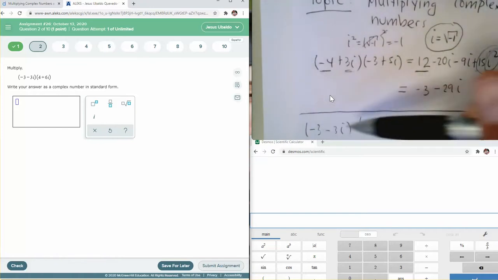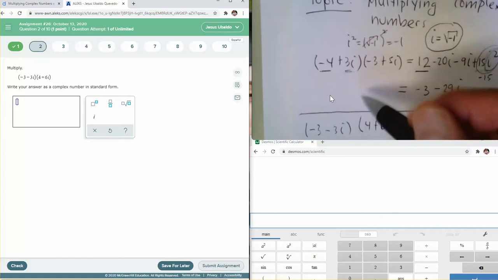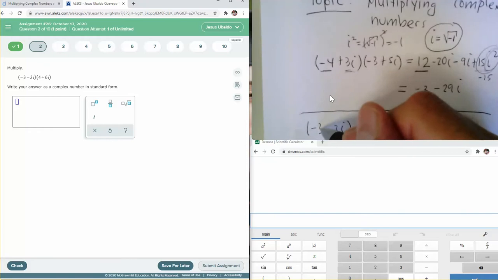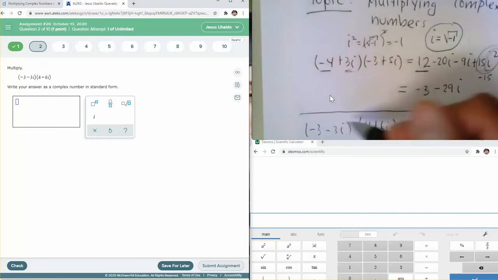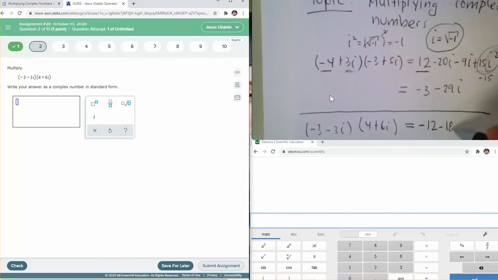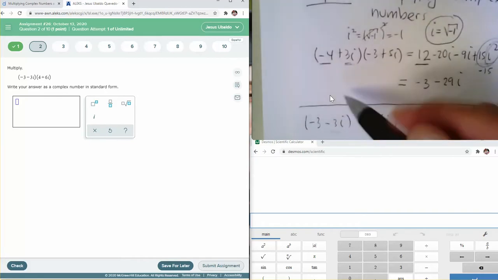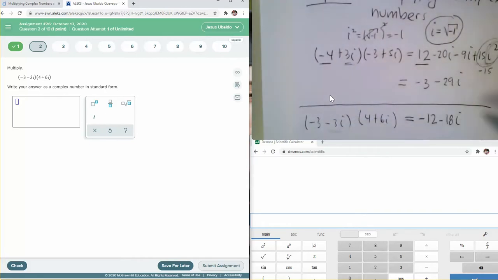Negative 3 multiplies 4. Negative times positive, that's a negative. 3 times 4, 12. Negative 3 multiplies 6, and it's a negative and a positive. Now, this is the turn of the second element. So negative 3 times 4, negative 12i, negative, positive, negative, 3 times 6, 18, i times i squared.